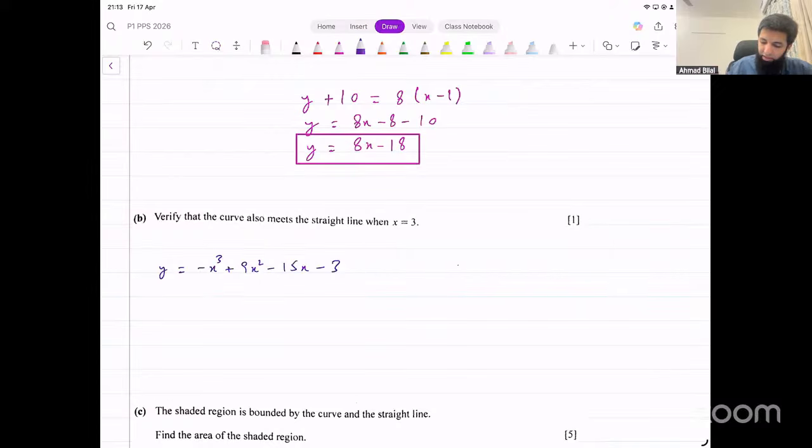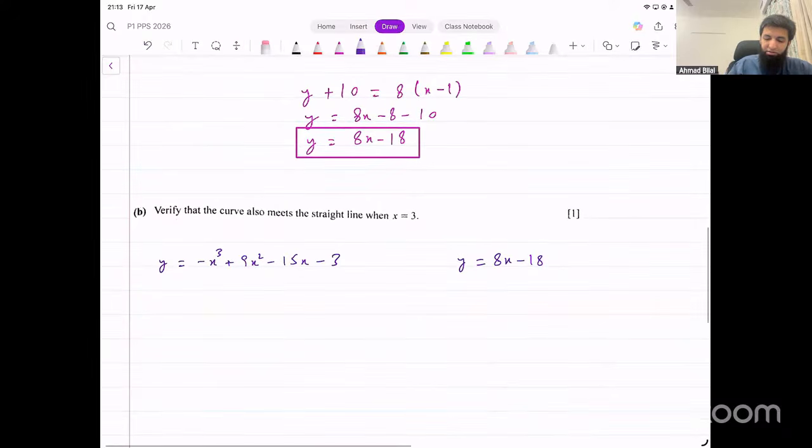The equation of the line is y equals 8x minus 18. How do we find the point of intersections? We equate both of them. So you can first equate them: minus x cubed plus 9x squared minus 15x minus 3 equals 8x minus 18.